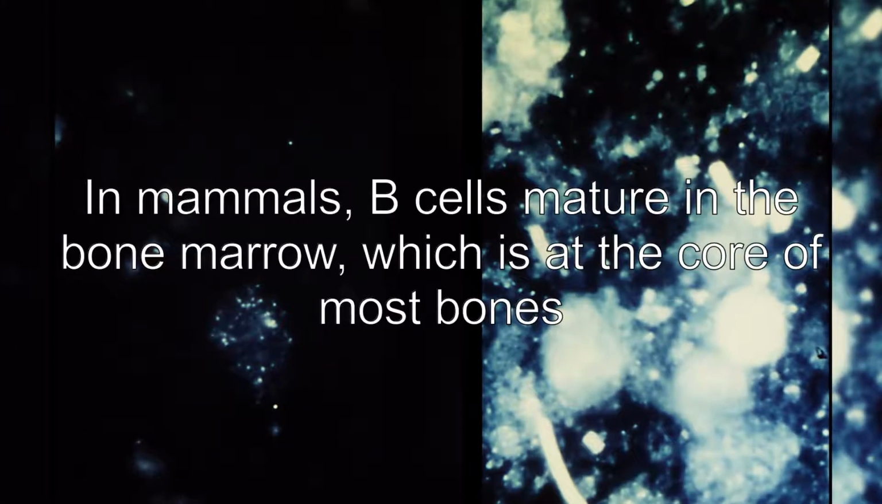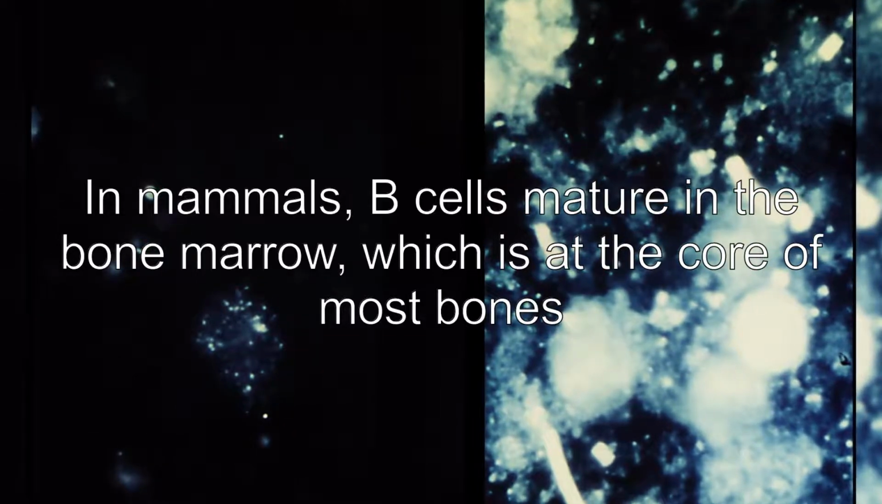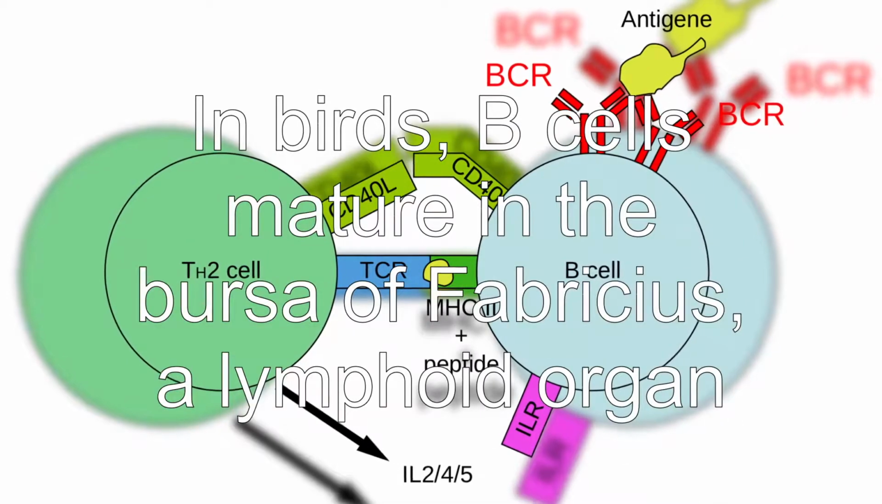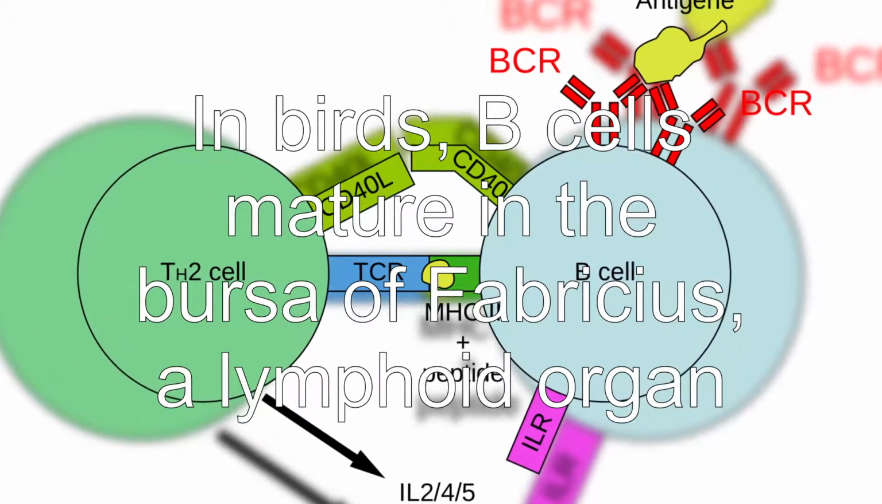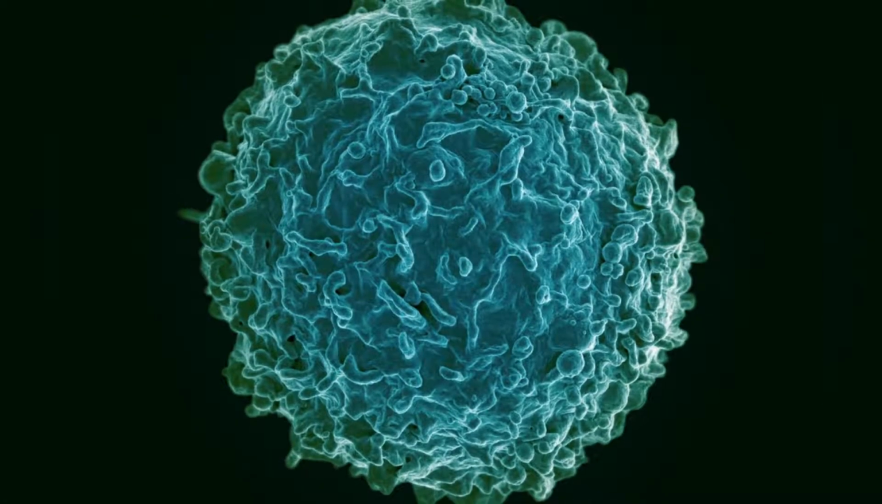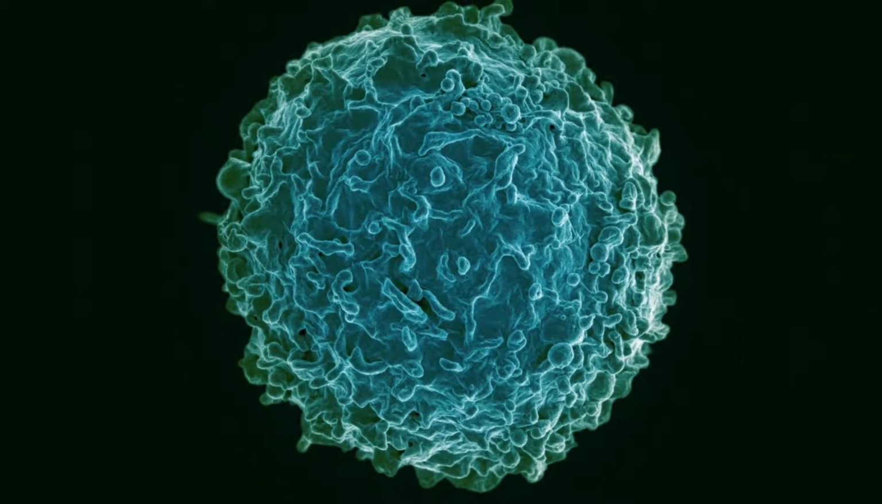B cells, unlike the other two classes of lymphocytes, T cells and natural killer cells, express B cell receptors on their cell membrane. BCRs allow the B cell to bind to a specific antigen, against which it will initiate an antibody response. B cells develop from hematopoietic stem cells that originate from bone marrow.